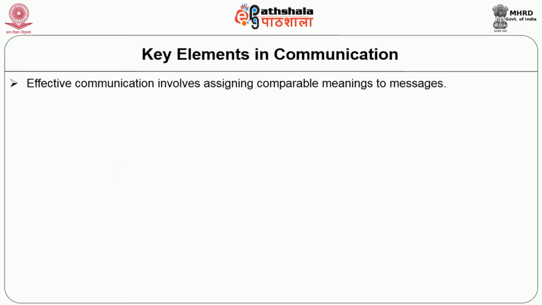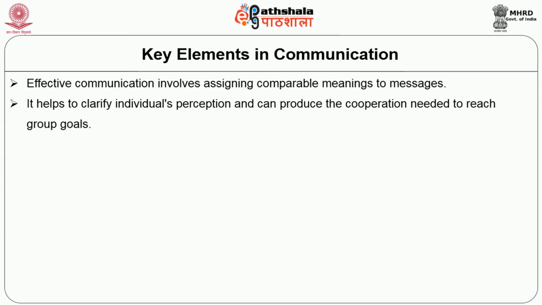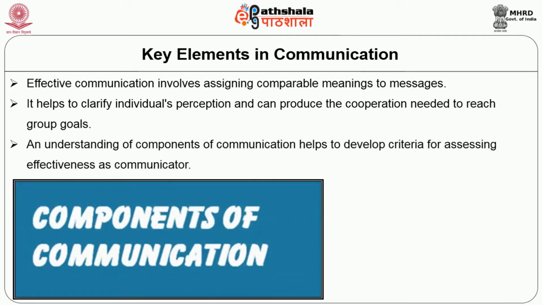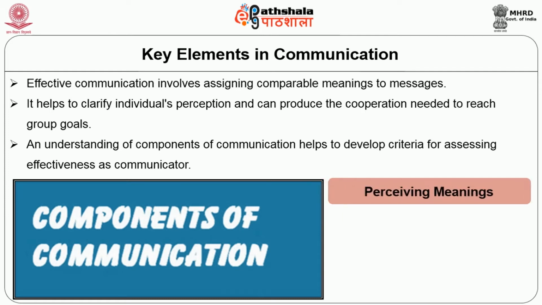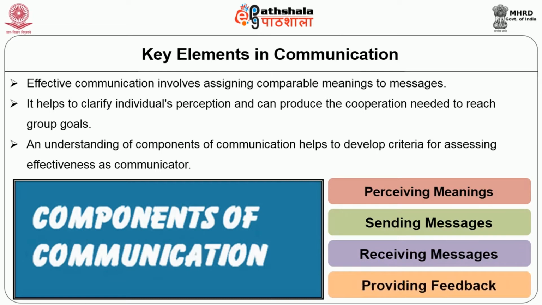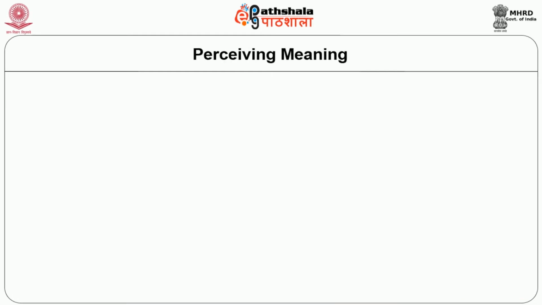Effective communication involves assigning comparable meanings to messages. It helps to clarify individuals' perception and can produce the cooperation needed to reach group goals. An understanding of components of communication helps to develop criteria for assessing effectiveness as a communicator. The components of communication are perceiving meanings, sending messages, receiving messages, and providing feedback. First one is perceiving meaning.